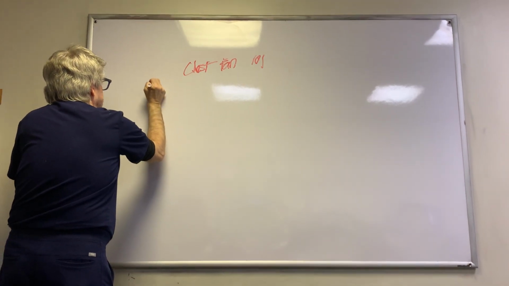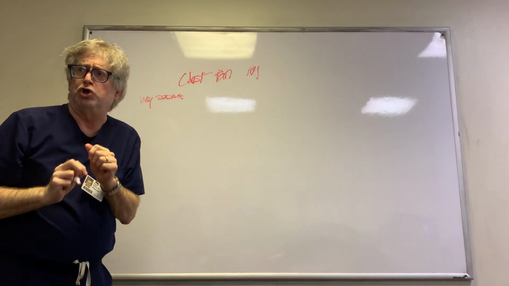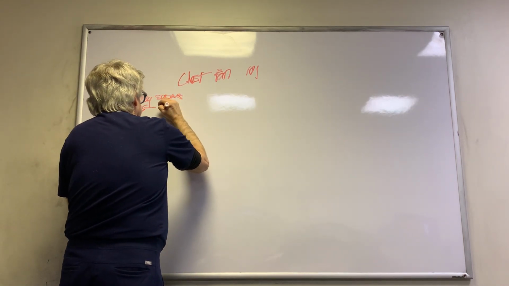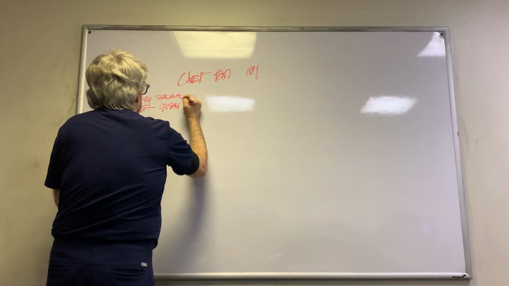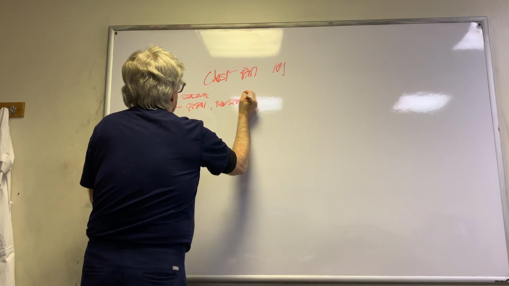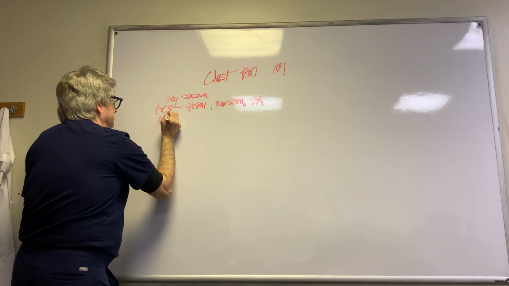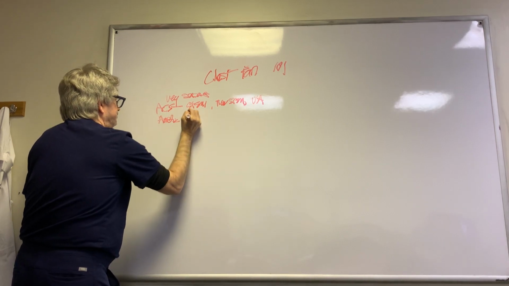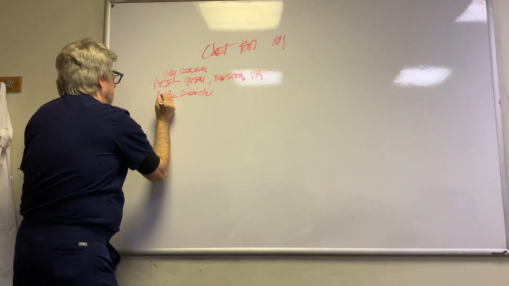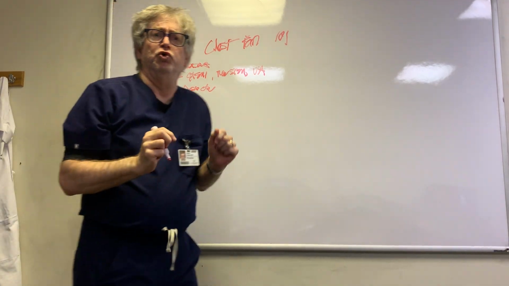So the three very serious causes that you have to be most concerned about are, number one, an acute coronary syndrome, which is either a STEMI, a non-STEMI, or unstable angina. Number two, an aortic dissection. Number three, an acute pulmonary embolism. These are the three conditions you really want to rule out.